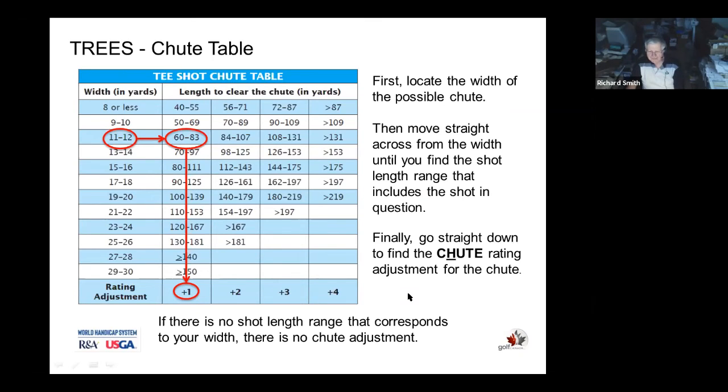And the note here: if there's no shot length range that corresponds to your width, there is no chute. So down here with the wider ones, and particularly as they get farther away, these ones here where there's no value, there is no chute adjustment.